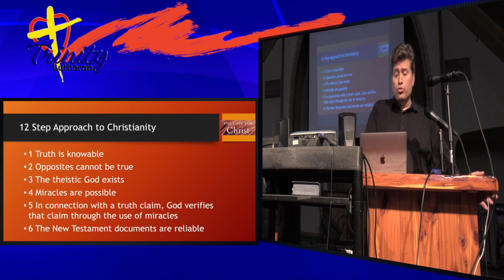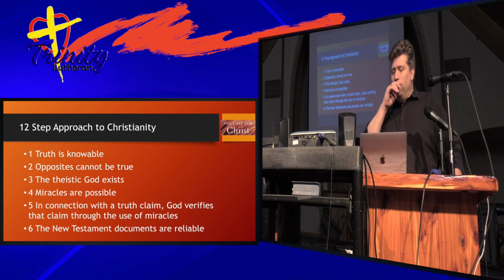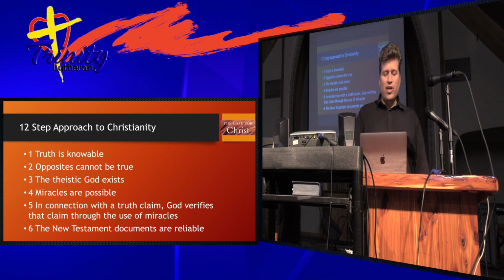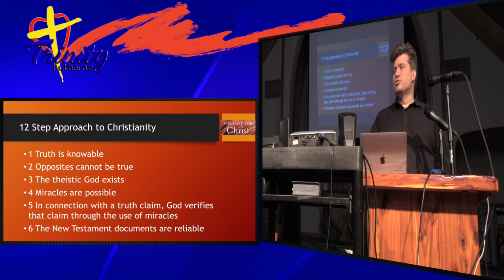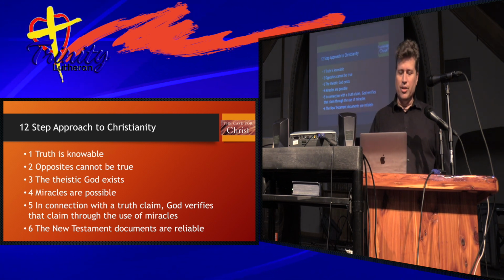But the first one is truth is knowable, and opposites cannot be true. Sorry, big difference. We didn't really touch on those too much in this class. We kind of started with step 3 here. The theistic God exists. Miracles are possible. In connection with the truth claim, God verifies that claim through the use of miracles. We talked about how if you want to know messages from God, lots of times he will confirm it with miracles, so you know this is really from him.